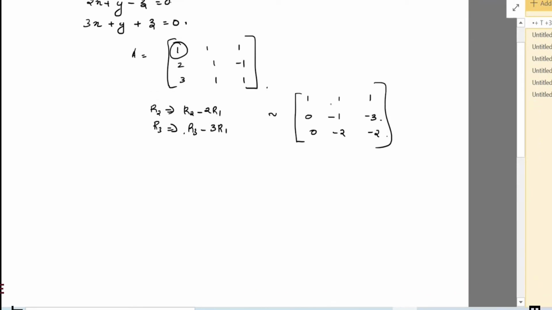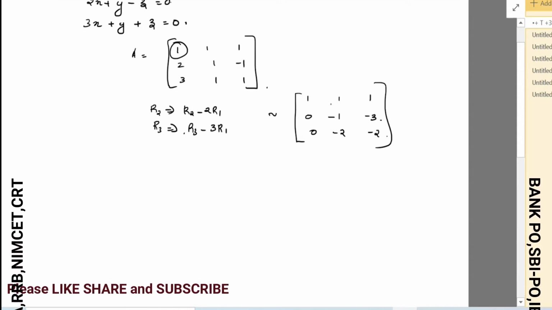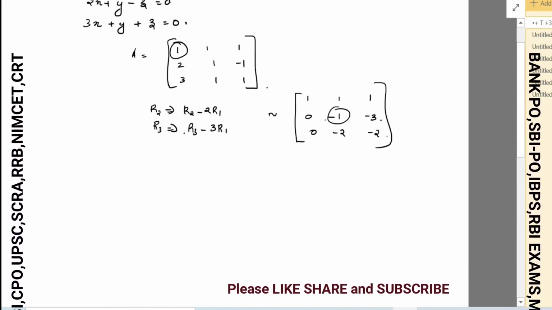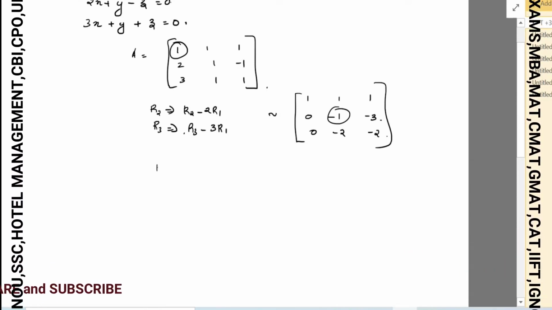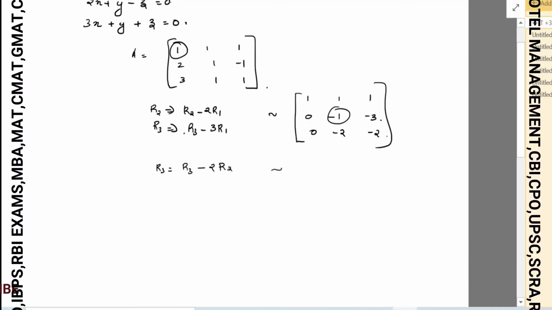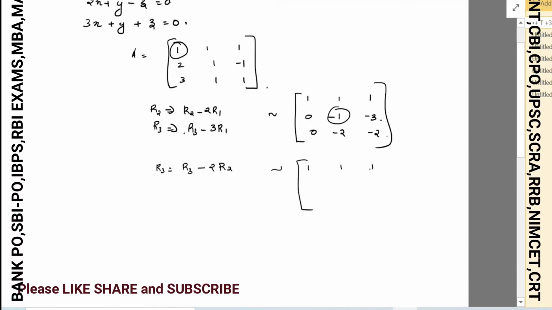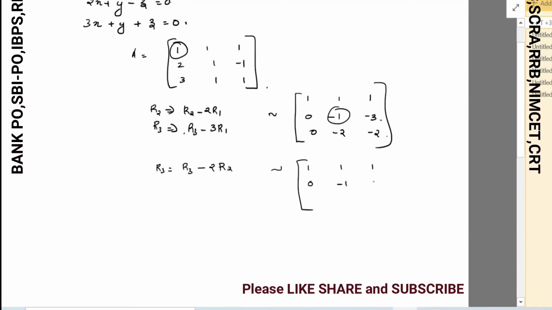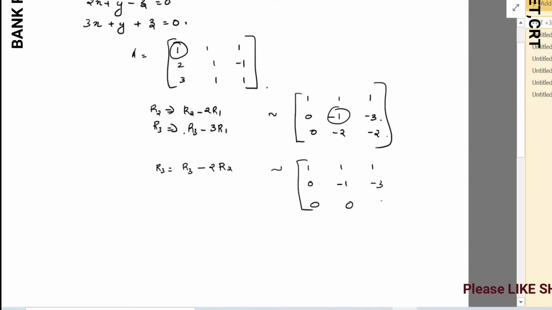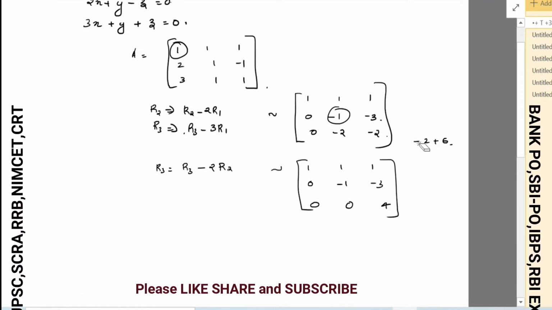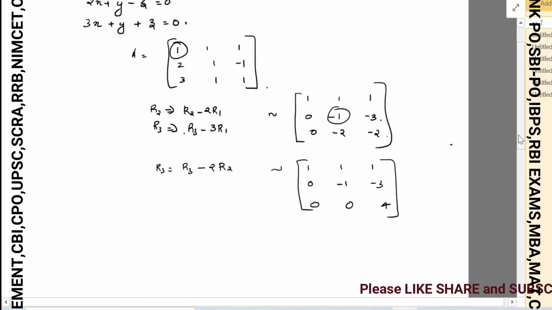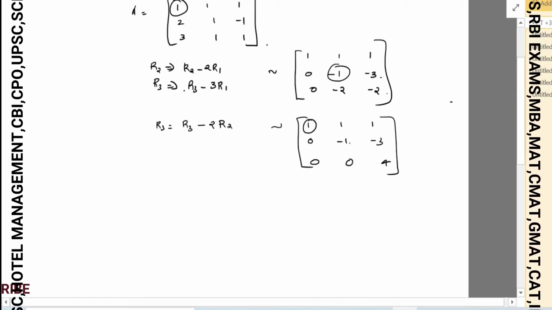Okay. What is the next leading coefficient? We have to mark the second leading coefficient, which is minus 1, and make all the entries below it as 0. So we can apply the operation R3 equal to R3 minus 2R2. So this becomes 1, 1, 1, 0, minus 1, minus 3, 0, 0, 4. So now you can see that this matrix is in echelon form.